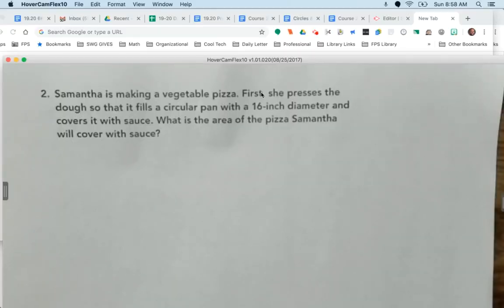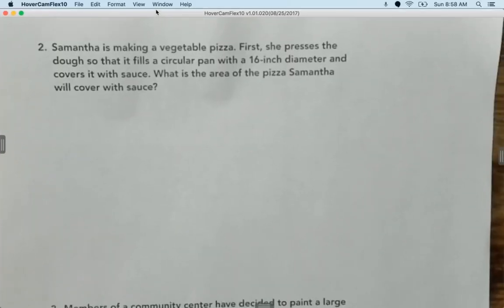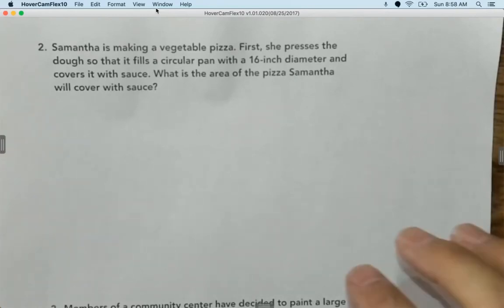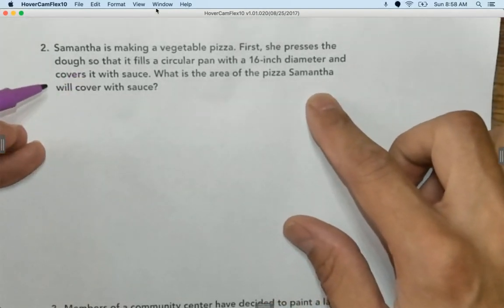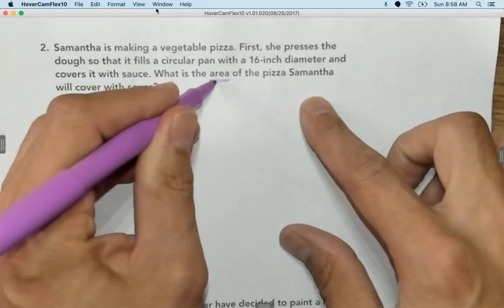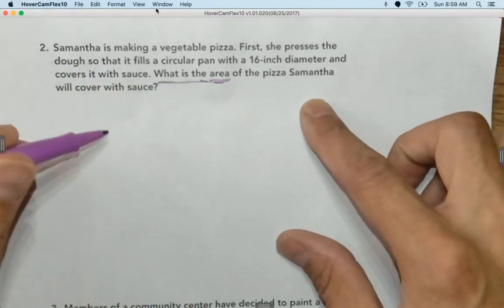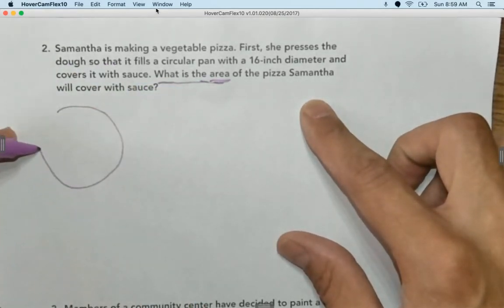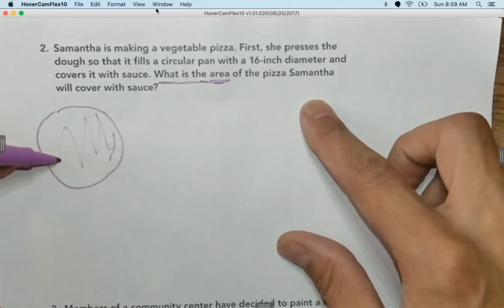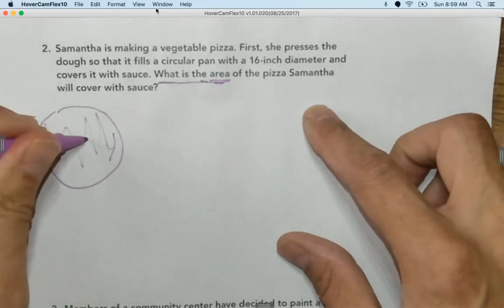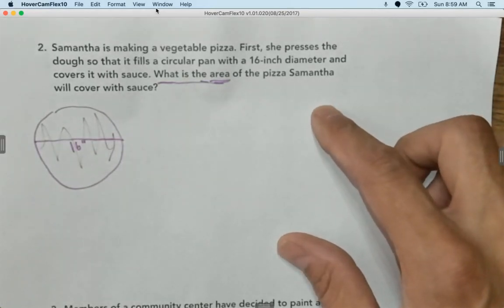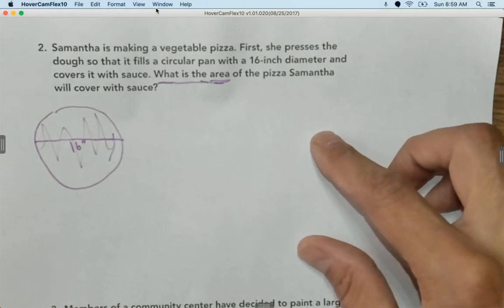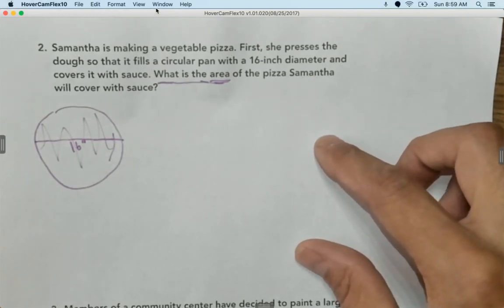All right, so we have Samantha, and she's making a vegetable pizza. First, she presses the dough so that it fills a circular pan with a 16-inch diameter and covers it with sauce. What is the area of the pizza? And so they're talking about taking this and filling it. Okay? And so they're saying that the pizza has a 16-inch diameter. And so they're asking for what the area of the pizza Samantha will cover with sauce.